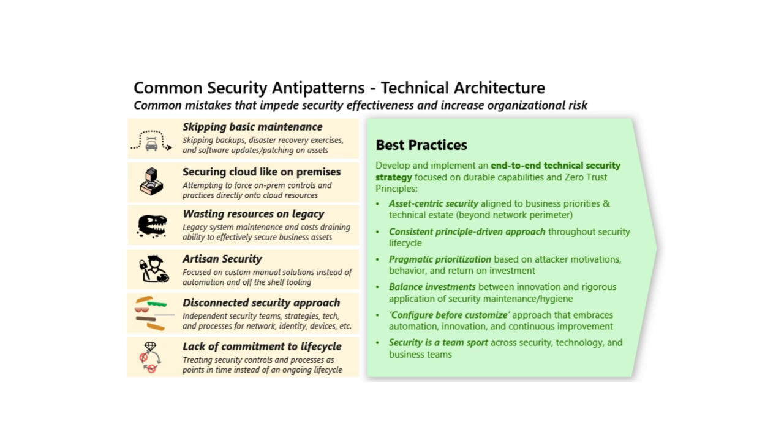Develop and implement an end-to-end technical security strategy focused on durable capabilities and zero-trust principles. This workshop helps you define and rapidly improve on best practices across security, including asset-centric security aligned to business priorities and technical estate, beyond network perimeter, and a consistent, principle-driven approach throughout the security lifecycle. Pragmatic prioritization based on attacker motivations, behavior, and return on investment.